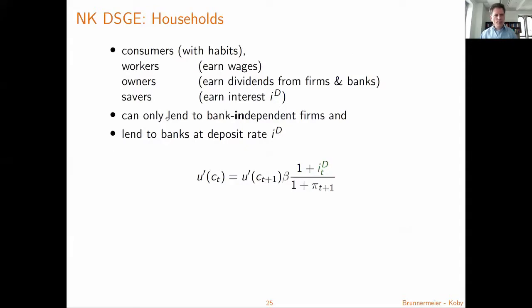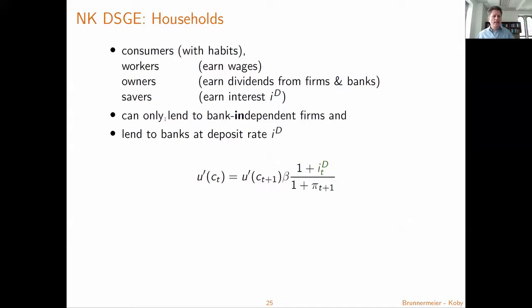Okay. So let me just walk you through the main players in this DSGE framework. They're consumers. They have some habit formation from the previous consumption level. They're workers, so they earn wages. They are the owners of all the firms, because there's monopolistic competition, so the firms make some profit and they also get the dividends from that. And they also own the banks. The households are also savers, so they get the interest rate, the deposit rate.